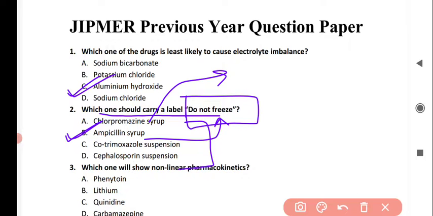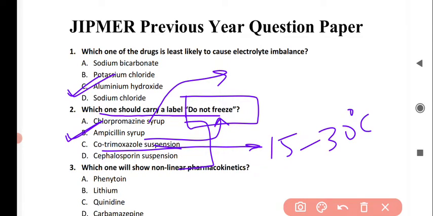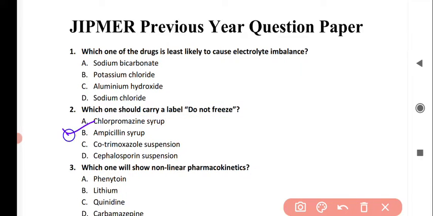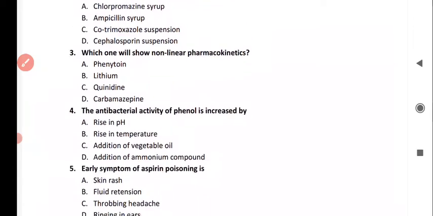Then if I talk about cotrimoxazole suspension, it will contain a label like store in a cool, dry place having temperature 15 to 30 degrees Celsius. Then cephalosporin suspension will contain a label like store in ambient, refrigerated and frozen conditions. So the answer is option B for this question. Now we will move to the next question.